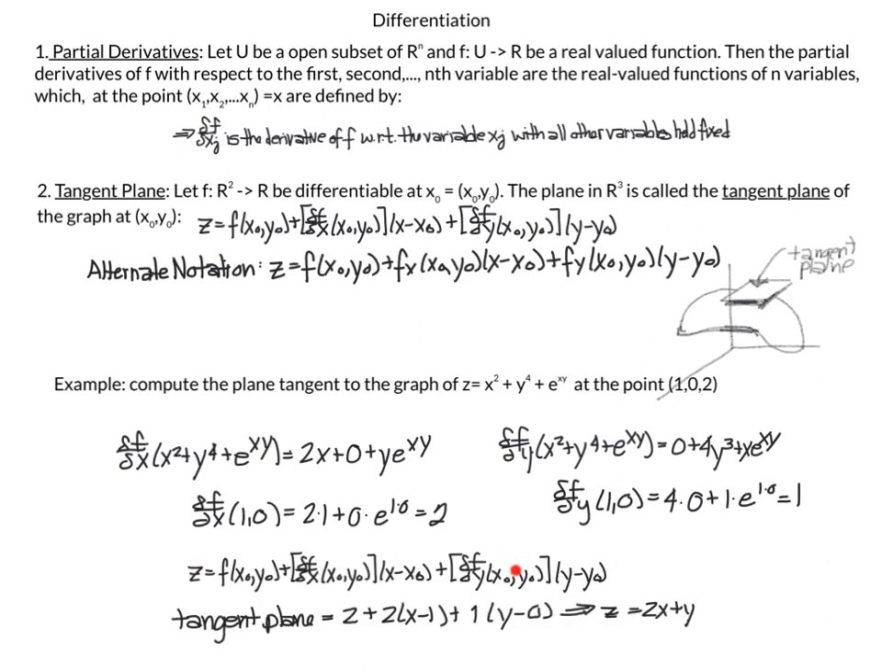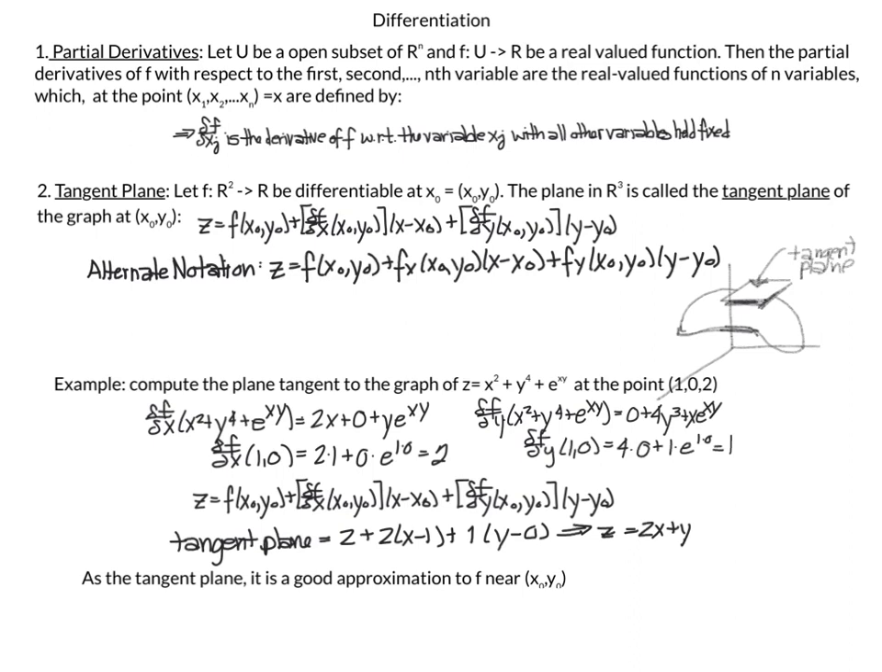Now I've moved down my formula for the tangent plane and I can plug everything in. Our f of x naught, y naught, we already commented on that, that's 2. df dx evaluated at x naught, y naught is 2 times x minus x naught, so that's x minus 1. And then df dy evaluated at x naught, y naught is equal to 1 times y minus y naught. Y naught is equal to 0, so we have y minus 0. So finally, for our tangent plane, we get z equals 2x plus y.